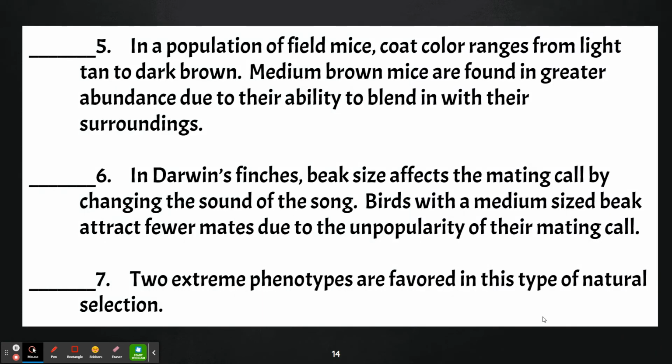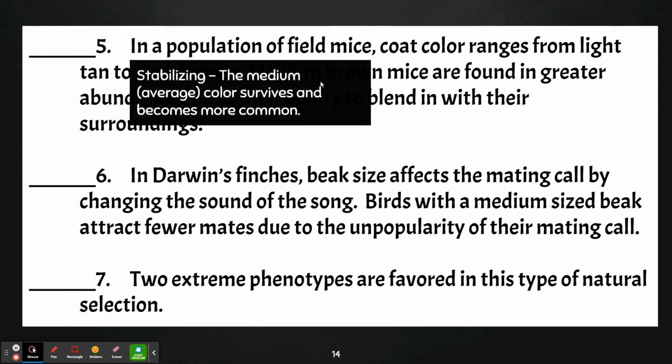All right, in number 5, a population of field mice. We had the coat color that ranges from light tan to dark brown. And those medium colors are increasing. They're found in great abundance because they can blend in. So they're surviving, they're doing really well. That's the average. And when average does well, that is stabilizing selection.